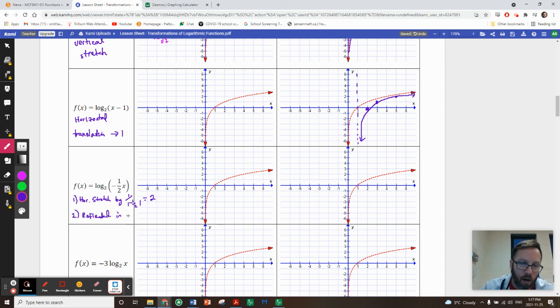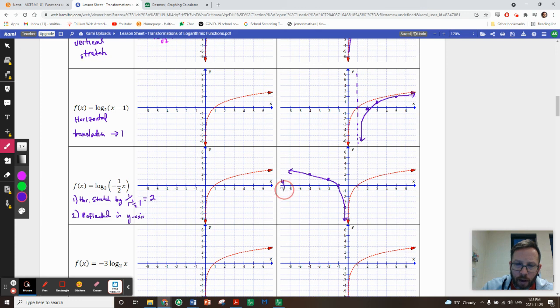So you could do this in a couple of steps if you like. I might do that for ours. We'll apply the reflection first. So (1, 0) goes to (negative 1, 0), (2, 1) to (negative 2, 1), and (4, 2) to (negative 4, 2). And if you like to do this, you can add that first stage. You can sketch out what that would look like.